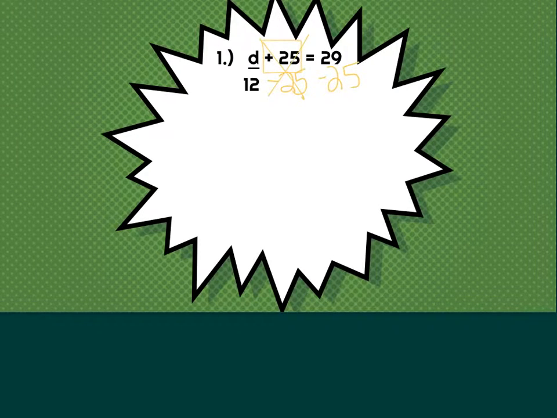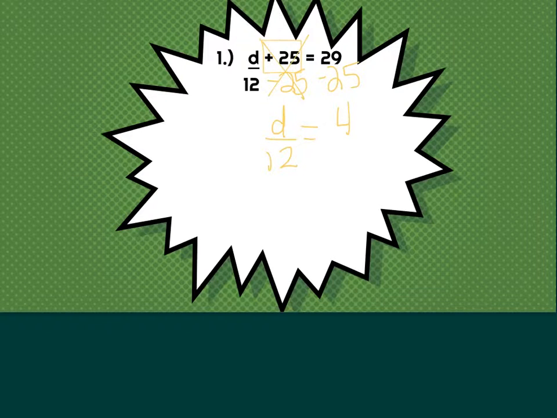That cancels out the plus 25 and leaves us with D divided by 12. Then you have a positive 29 and a negative 25. They're different signs, so you subtract. 29 minus 25 is 4. The larger number, the 29, was positive, so it stays as a positive 4.